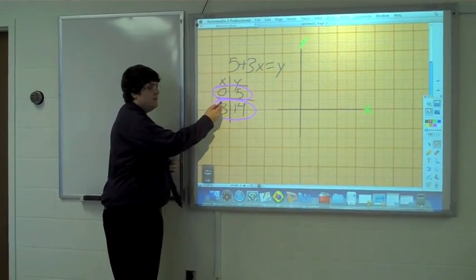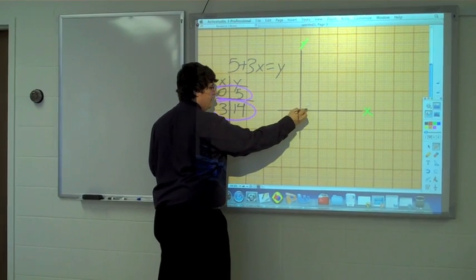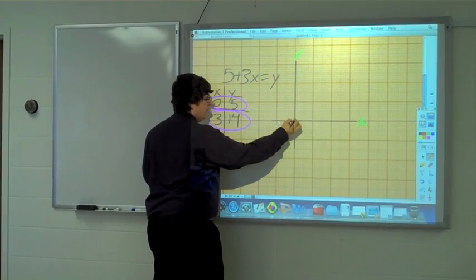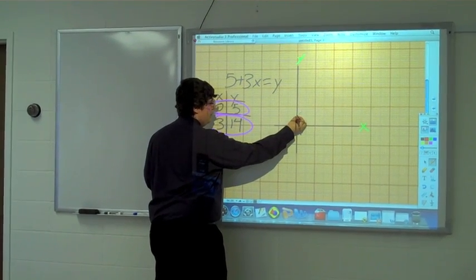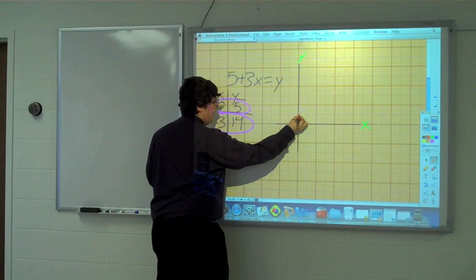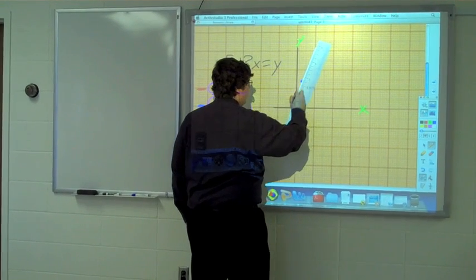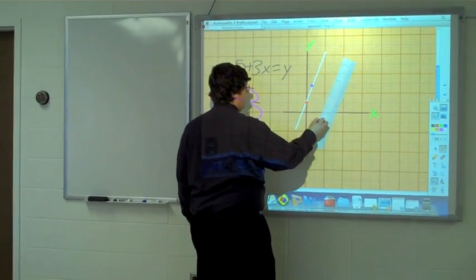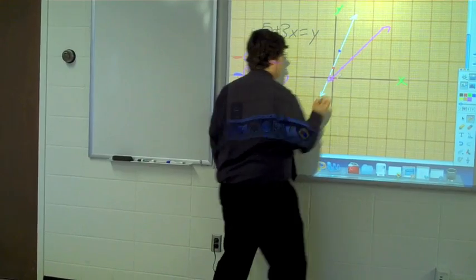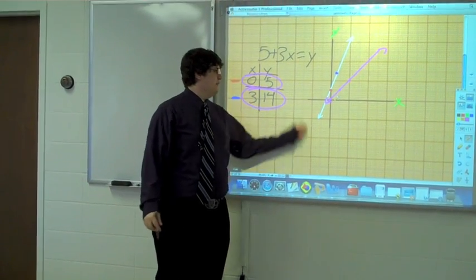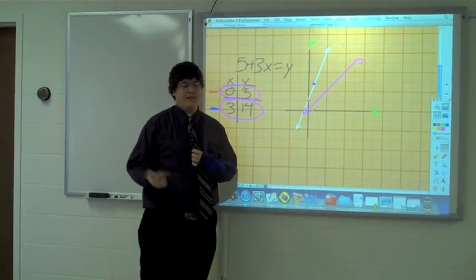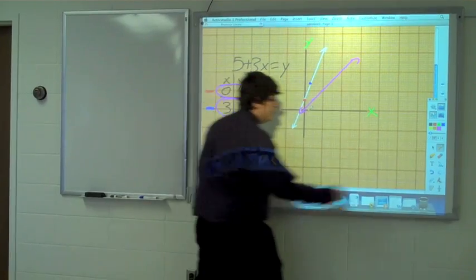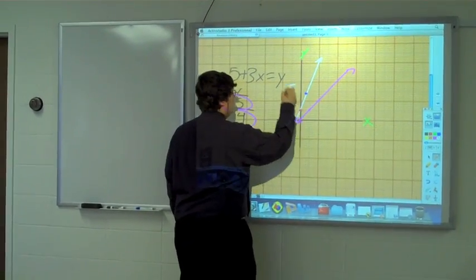We have our 0, which means we're going nowhere this way, but we're still going up 5. So we can count 1, 2, 3, 4, 5. You see, it's quite a steep line. It means you're getting things faster, which means in your case, you're getting more money. And that's what it's all about.